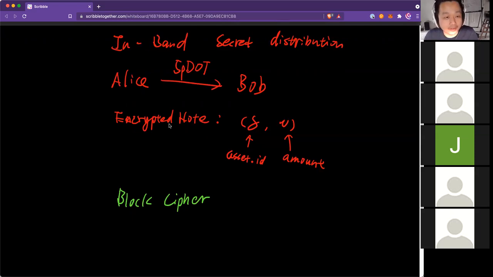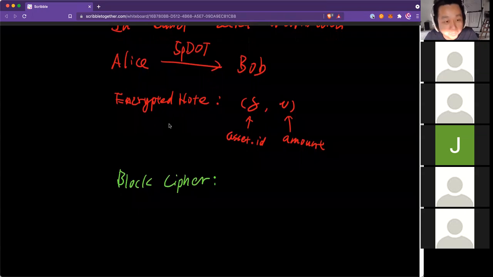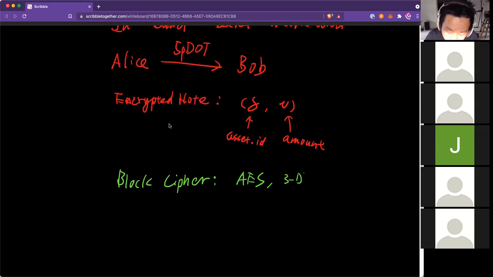I'm not going to dive into the details of block ciphers. There are many known block ciphers like AES, short for Advanced Encryption Standard, and also Triple DES. And I think most people are using AES right now.